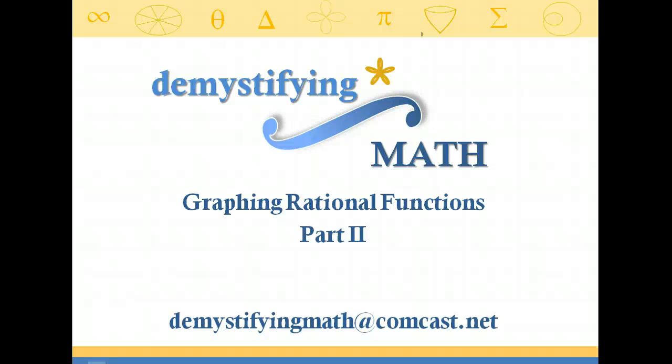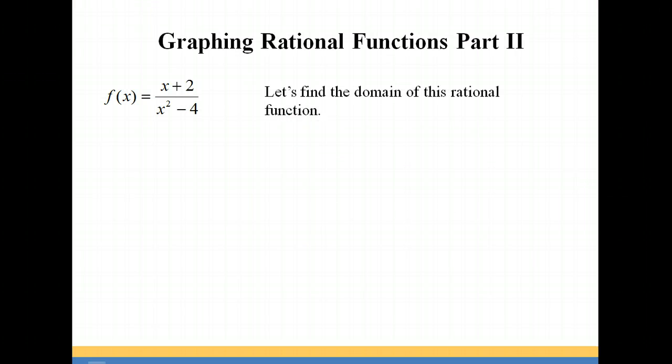Welcome to Demystifying Math. In this lesson, we're going to be graphing a rational function. Specifically, we're going to graph a function that has a hole in the graph. We're going to look at the function f of x equals (x plus 2) over (x squared minus 4).